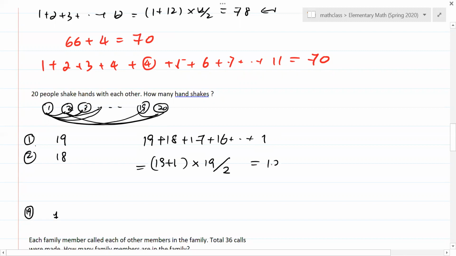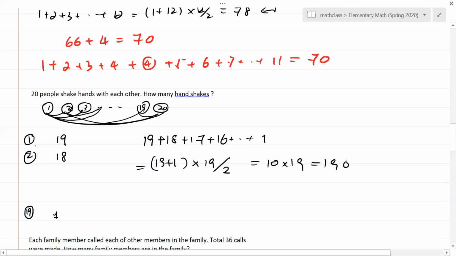Okay, so it's going to be 10 times 19, which is 190. 190, Derek. 190. Okay? Yeah. So that's how to do that, right?